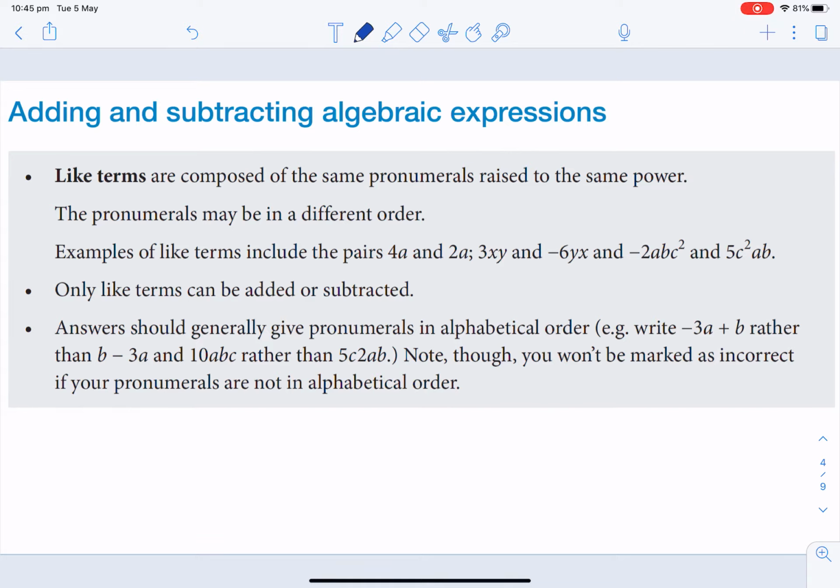We'll go back and read through a couple of these lines. Like terms are composed of the same pronumerals raised to the same power. Now, in this case, 2m and 2m squared are not the same. Because there's no power on top of that m, it's raised to the power of 1, and something to the power of 1 is different to something to the power of 2.